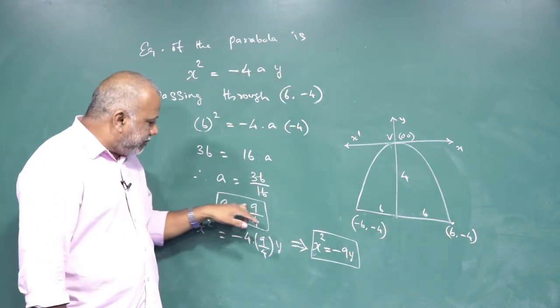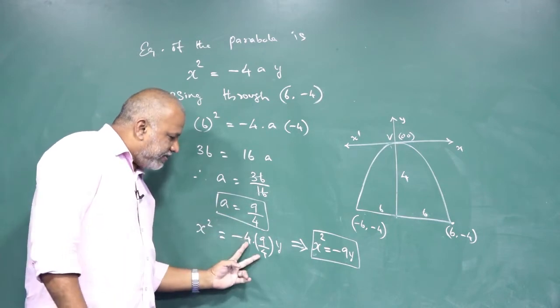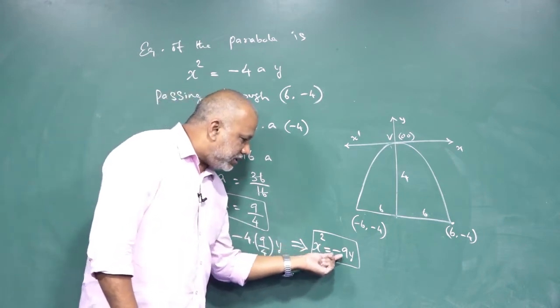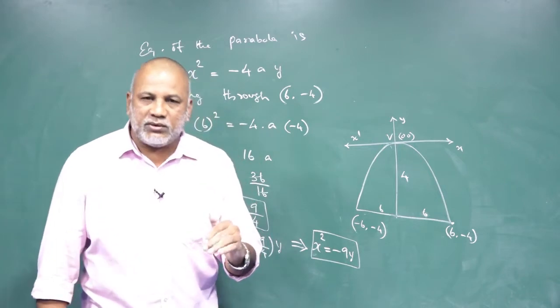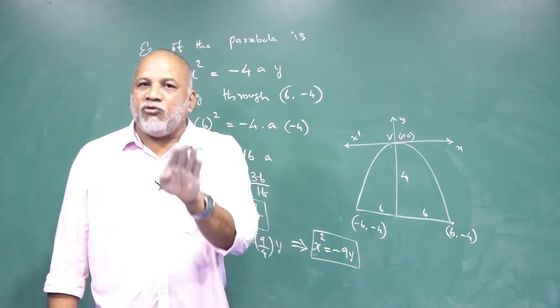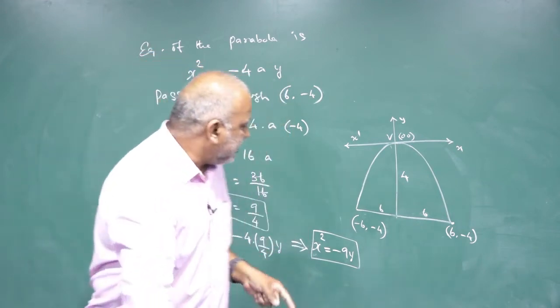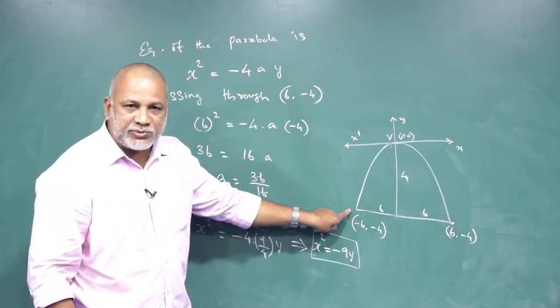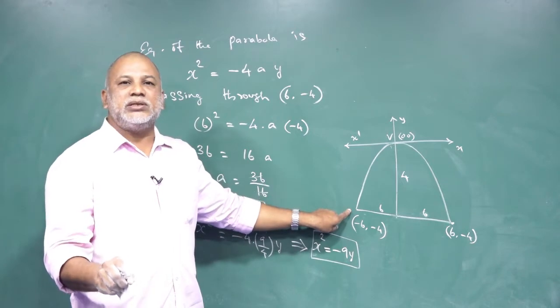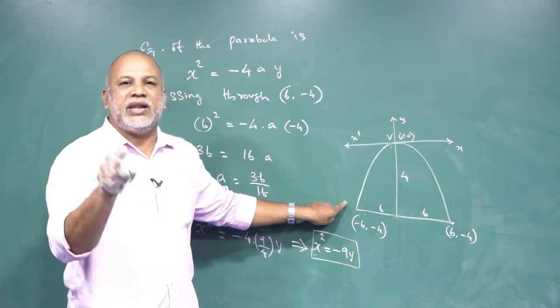See the value of a, 9 by 4. Substitute here, 4 will be removed. Now we can get x squared equal to minus 9y. Now listen, what is the question asked? Find the angle of projection. That is the concept we need. What is the meaning? This is the starting point I already explained. So at the starting point, at the projection place, we need the angle.